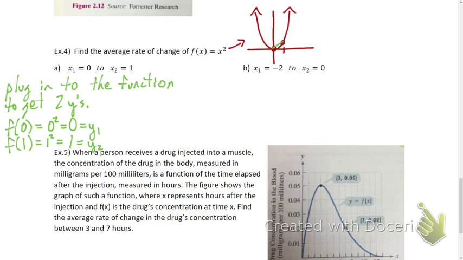So now I jump over to my slope formula, and I do what I did last week. I subtract the y's and subtract the x's, and we just end up with 1.